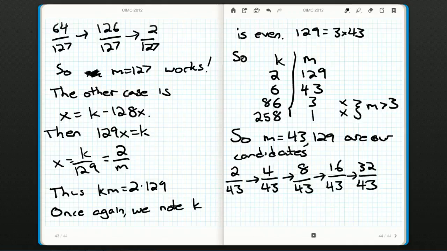So 1, 2, 3, 4, 5, we need 3 more. Now 32, that is over. So we're going to have to use that other formula. 32 43rds is more than a half. So we're going to have to do 1 minus 32 43rds. That gives us 11. So 11 43rds, and then we double it.